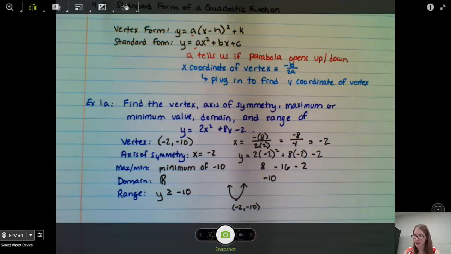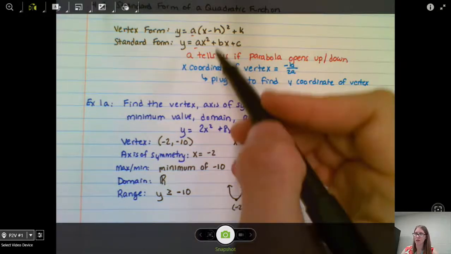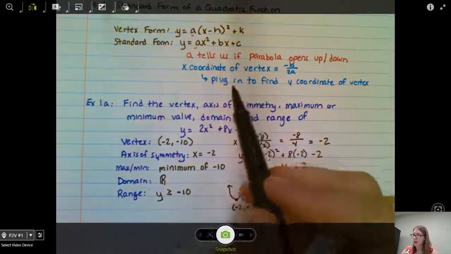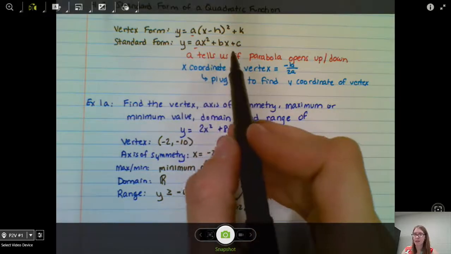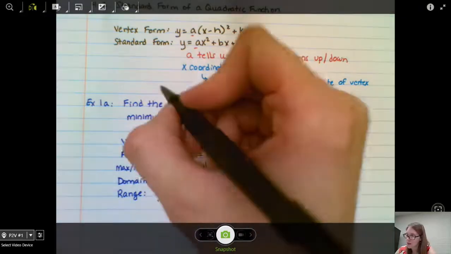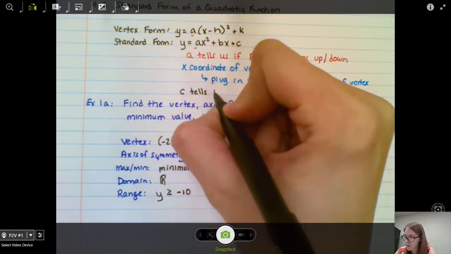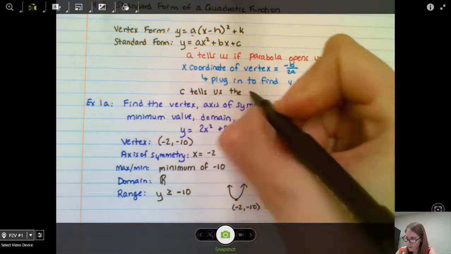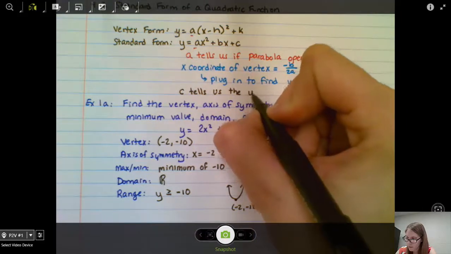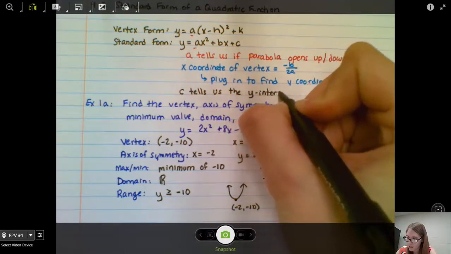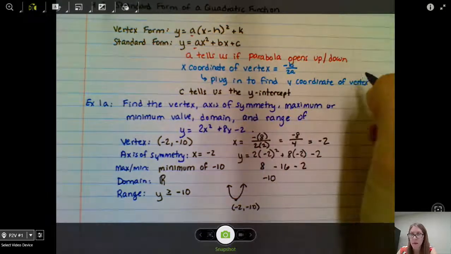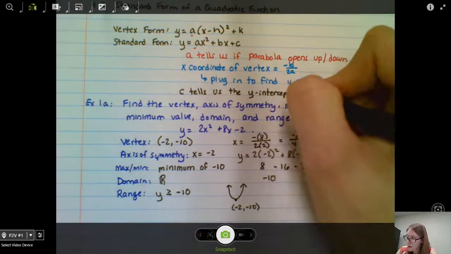And one last thing that I didn't mention earlier, that I should have mentioned when I was listing out my general information here, the C value. C is going to tell us the y-intercept, and we'll see that in example 2. But C tells us the y-intercept of the parabola.